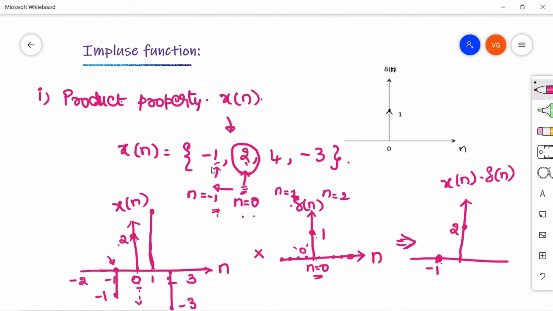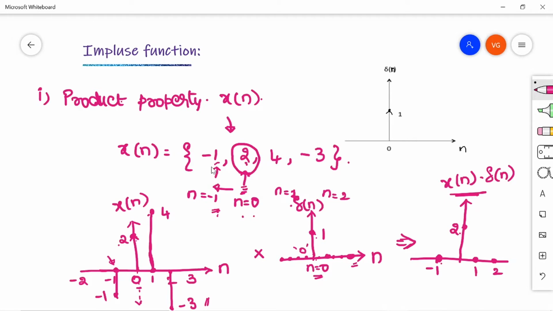Mark this one. Next, at n is equal to 1, x of n amplitude is 4. But del of n amplitude is 0. So the amplitude at n is equal to 1 for the resultant signal is 0. Then at n is equal to 2, I have my amplitude as minus 3. But for del of n it is 0. So the resultant signal, the amplitude at n is equal to 2 is 0. So this is your resultant signal.